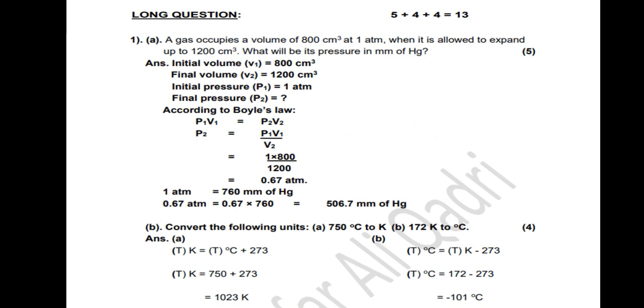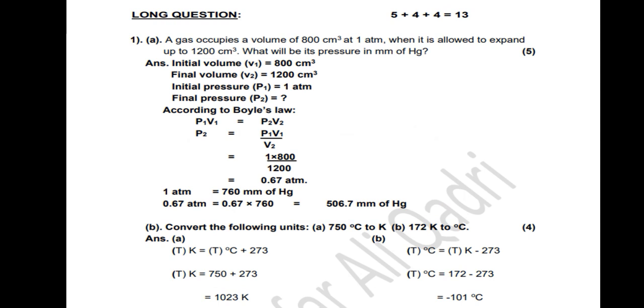Now we are moving towards the extensive question. First of all, there is an example or numerical. A gas occupies a volume of 800 centimeter cube at 1 atmospheric pressure. When it is allowed to expand up to 1200 centimeter cube, what will be its pressure in millimeter mercury, mmHg?